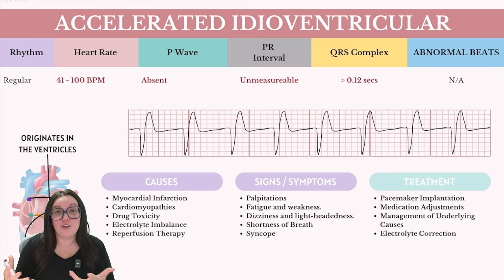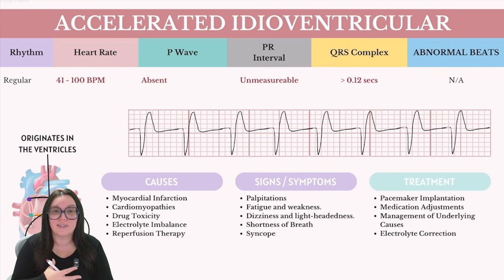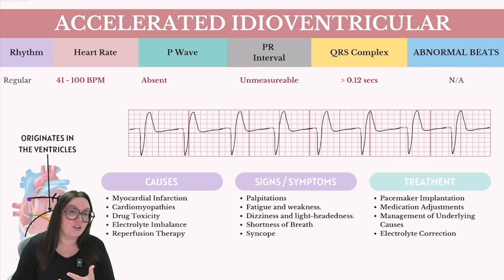So the most common time that you might see this particular rhythm, this accelerated idioventricular rhythm, is going to be with reperfusion therapy, specifically thrombolytic therapy after a myocardial infarction. This is usually seen as a positive sign of reperfusion, but might also compete with the normal sinus rhythm for control of the heart rate. So you might see this rhythm initially, and then ultimately it may go back into that normal sinus rhythm. But you also really need to be very aware after reperfusion therapy that this rhythm doesn't come back, because it is something that can occur with those types of therapies.